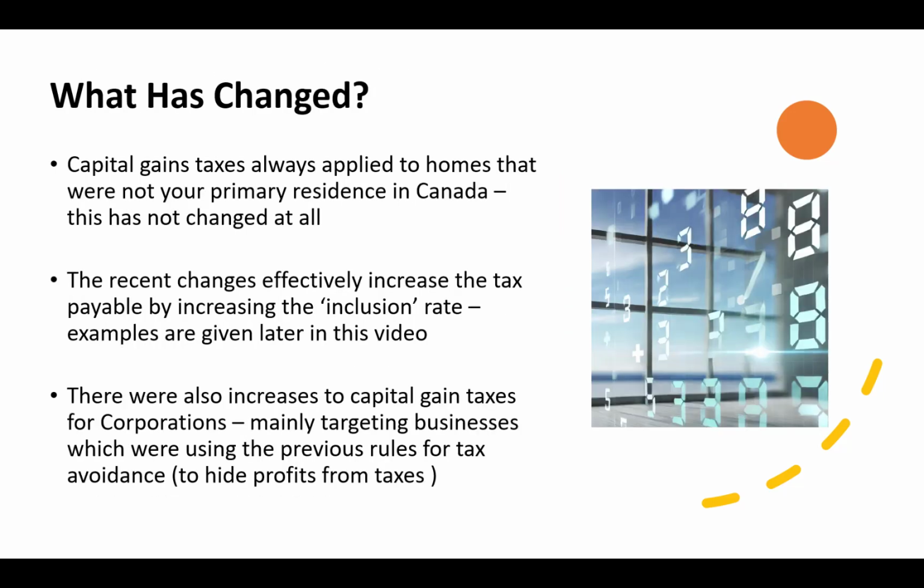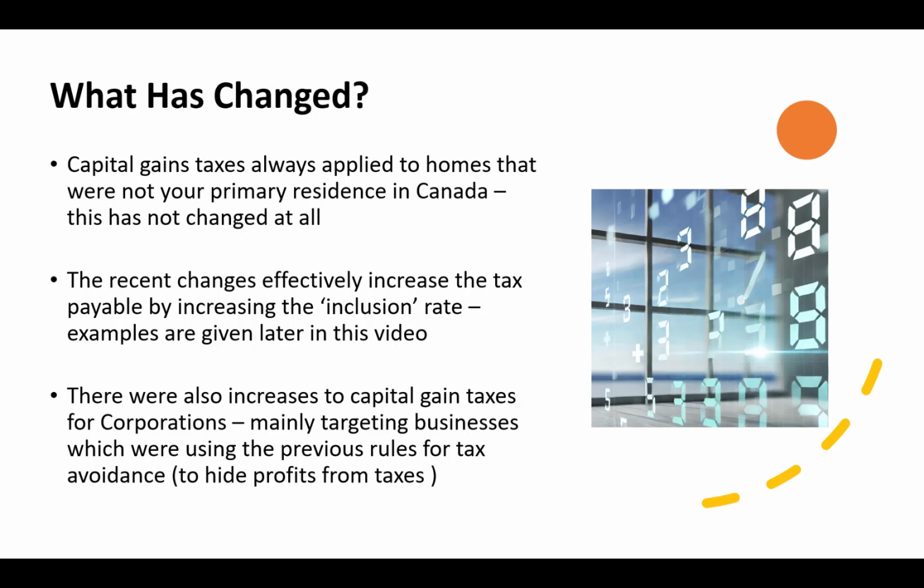So what has changed? Well, capital gains tax has always applied to homes that were not your primary residence in Canada. That's not changed at all. Recent changes are effectively just increasing the tax slightly by increasing the inclusion rate. And again, I'm going to give you examples and show you the changes because they're not as bad as most of the media, most people, made them out to be.